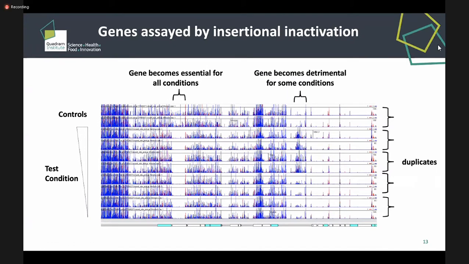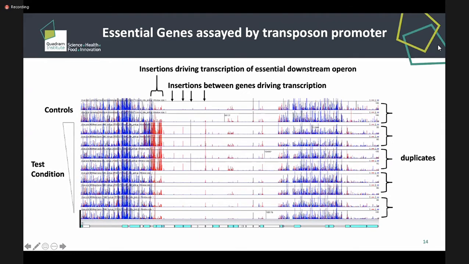So there are some more data slides. Each line is showing a particular TRADS experiment, and the top 2 are controls, and the bottom are the conditions with different concentrations of the same chemical or same stress. The experiment was done in duplicates. So we can see that this particular gene has become essential in this stress condition. And this is an example of TRADS Express, where the expression of the essential gene is required for survival in the stress condition.